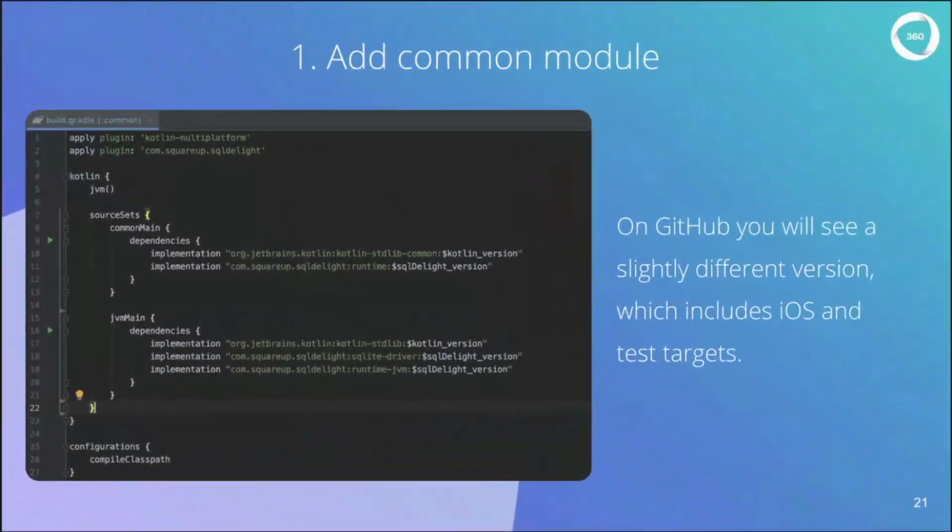So, step number 1. First of all, you need to add new Kotlin multi-platform common module with build Gradle file, which looks like this. There are many tutorials on how to create a common KMP module, so I won't give more details on this. On GitHub, you will see a slightly different version, which includes iOS and test targets, but they are optional at this stage.